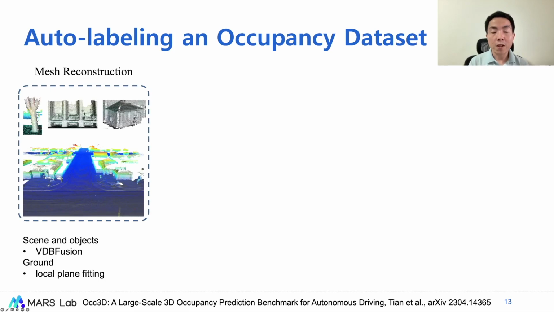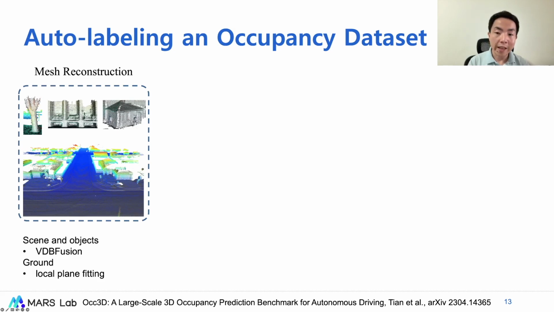After point densification, we found that there are still many holes on the object surfaces because some areas might not be scanned by the LiDAR points. Therefore, we perform mesh reconstruction to get smoother surfaces and remove the holes. To get the meshes for the scene and objects, we use VDB Fusion, and for the ground, we perform local plane fitting. After we obtain these dense meshes, we do resampling so that we can get a dense occupancy grid.